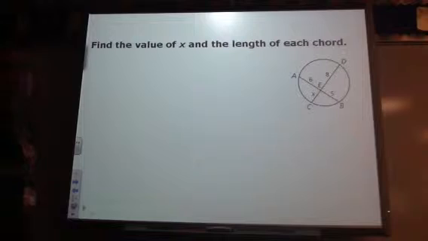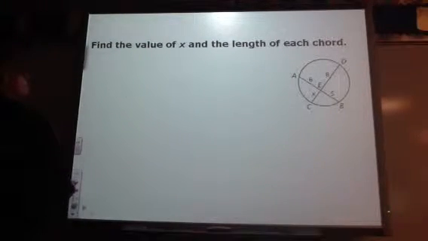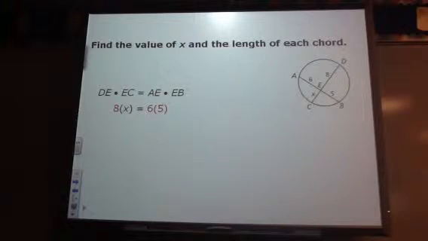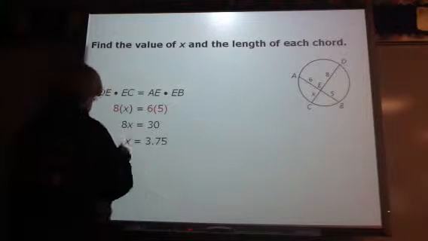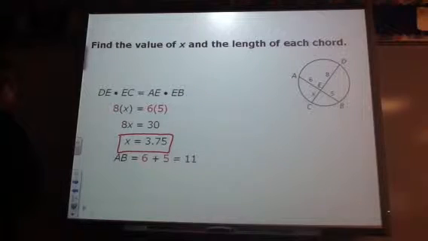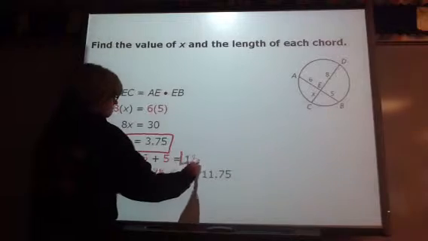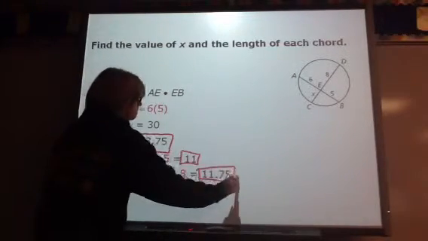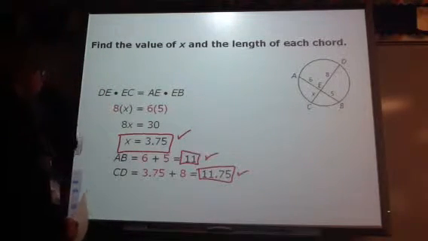Okay, I'm going to be quiet and let you do this one on your own. If you get stuck, you can look up here at the smartboard. There's your 3 answers.